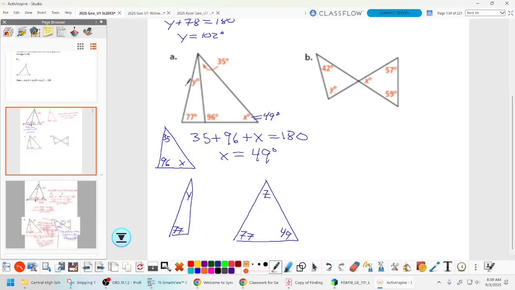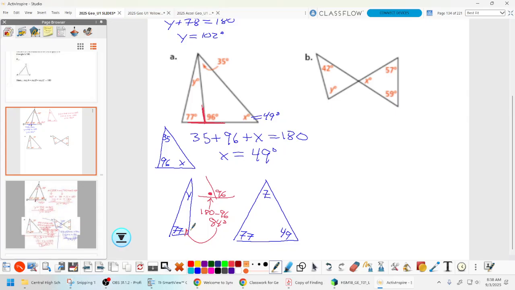Either one. If you're doing the skinny triangle, you should zoom in on this linear pair right here, and then know that 96 plus that other side. So if I zoom in, I have 96 and this angle. What kind of angle pair are those? That's a linear pair. They make a straight line. And so they add up to 180. So 180 minus 96 is 84. Okay, that goes right there.